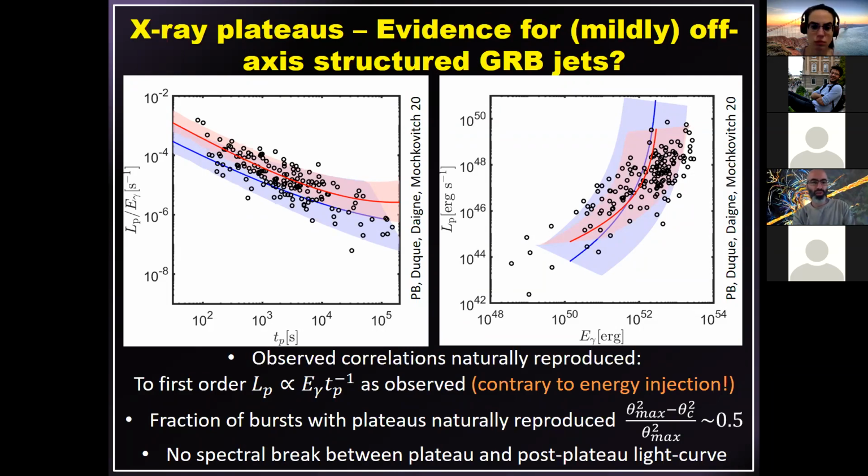This type of model also explains the fraction of bursts that have and don't have plateaus, simply from solid angle considerations. It also explains why we don't see a break in the spectrum between the time of the plateau and after the plateau. And it can also reproduce the fact that while we see a plateau in X-rays, often we see something that has no plateau, maybe rising or declining in optical.